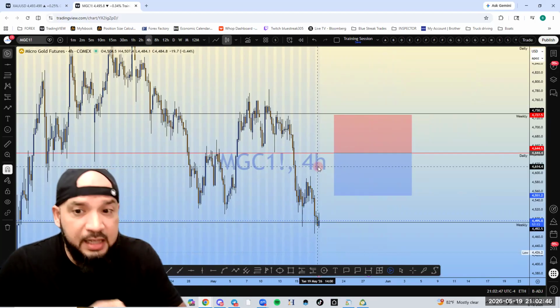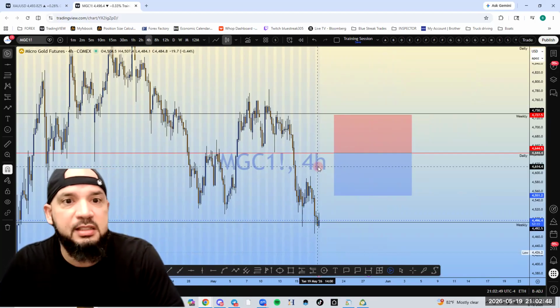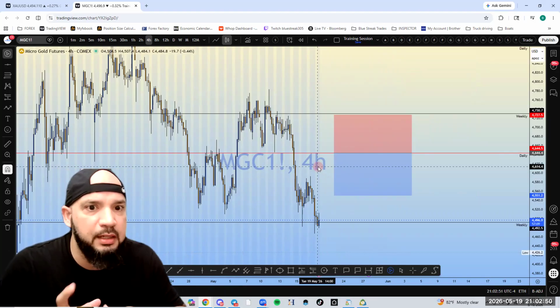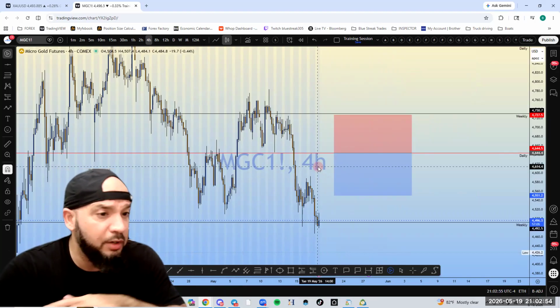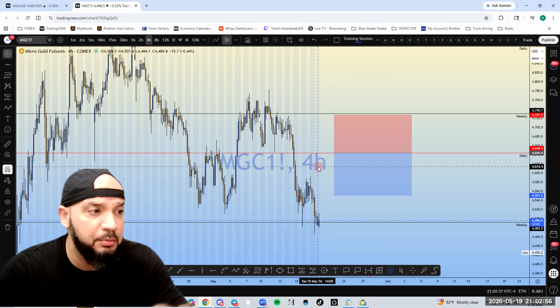Tweak your results as you go, and you're going to see how fast you can improve just by playing and painting on the chart like this without ever dropping a dime into the market.